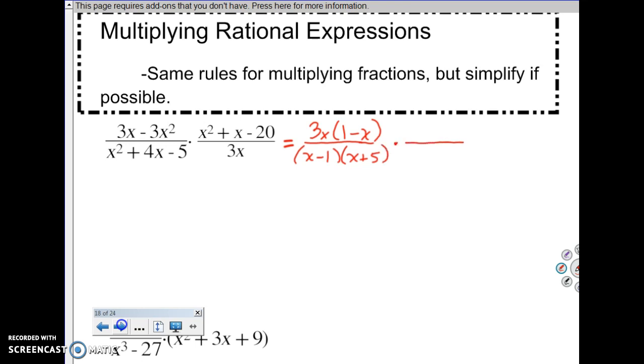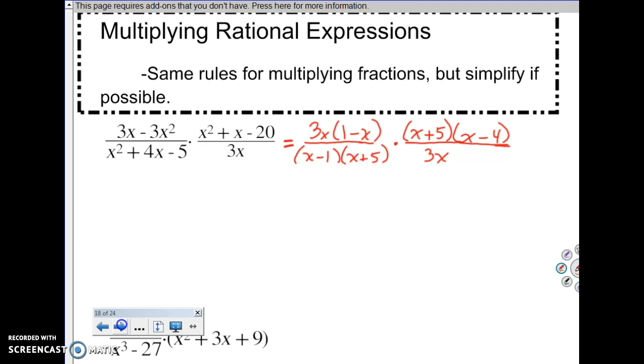So that first fraction, I can pull out a 3x, and then I have 1 minus x. Sound good? On the bottom, that's a quadratic that factors out to x minus 1, and then x plus 5. And then on this side, I have 3x in the bottom. Can't factor that anymore. But on the top, probably 4 and 5, multiply to 20, but subtract to 1. Right, so it looks like those are the correct factors of that.